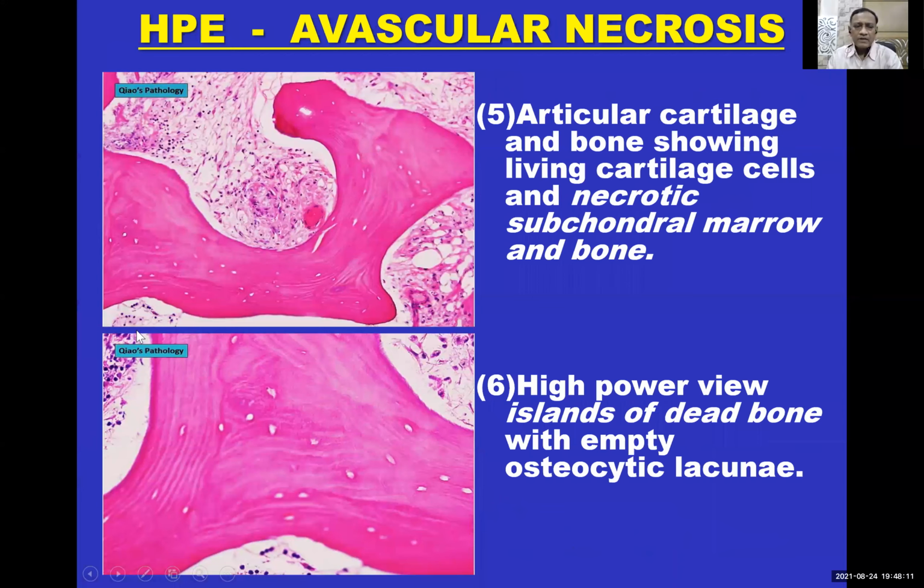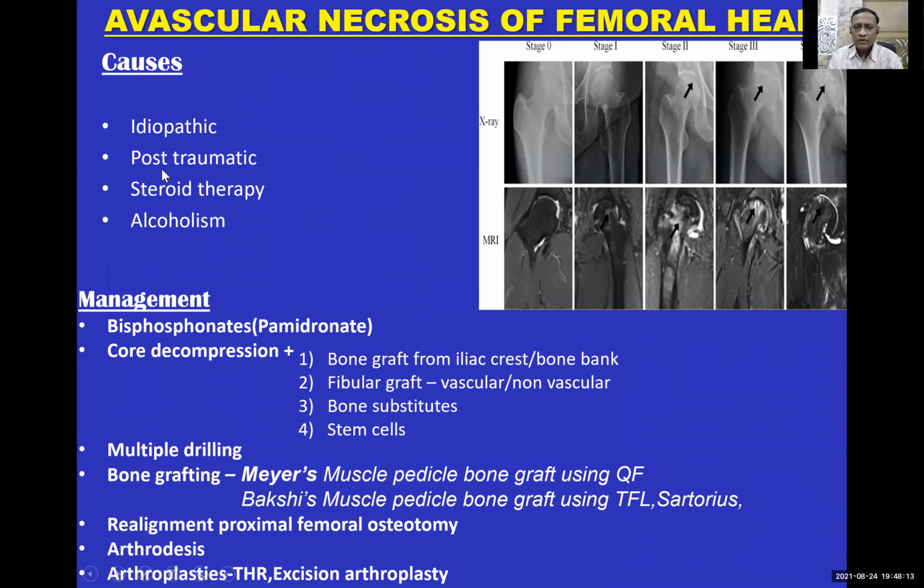Then the examiner may ask you different causes. These are the four important causes. I think there are about 26 causes of AVN, but these four important causes you must know: idiopathic, post-traumatic, steroid, and alcohol. Then there are different types of treatment, including medical treatment and different types of surgical procedure, depending on the stage at which the patient comes.